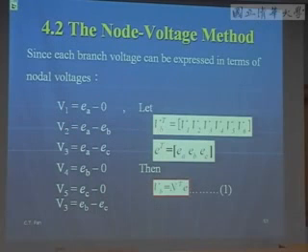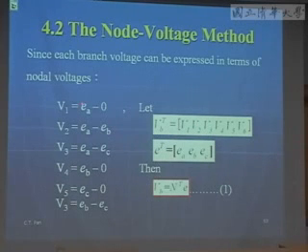Define the vector VB equal to the column vector V1, V2, V3, V4, V5, V6, this branch voltage vector. So it contains the voltage of each component. In real applications there may be ten thousand components. So you can see it's very convenient to use the matrix notation, because the dimension can be arbitrary, 1000, 10,000 or a million. The mathematical idea is very concise.